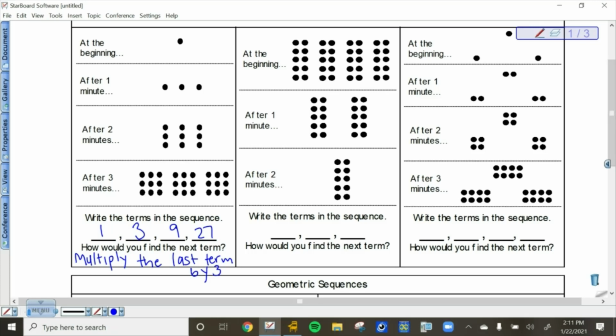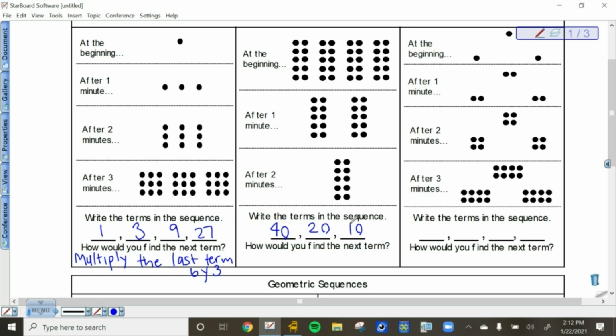Now let's look at this one. So here at the very beginning, let's see how many are in each one of these little clusters. Yeah, there's 10. So how many is there total? 40. And then after a minute, how many do we have? 20. And then what? 10. So write these terms as a sequence. 40, then 20, then 10.